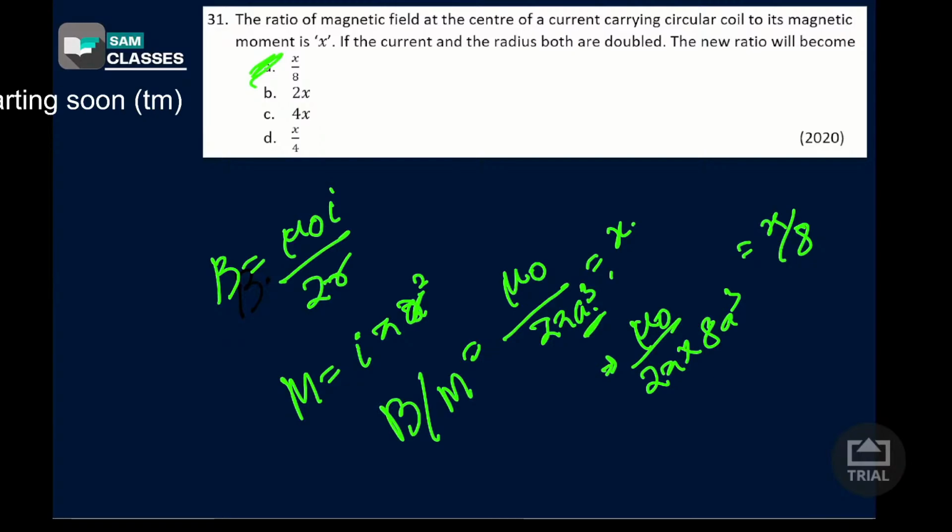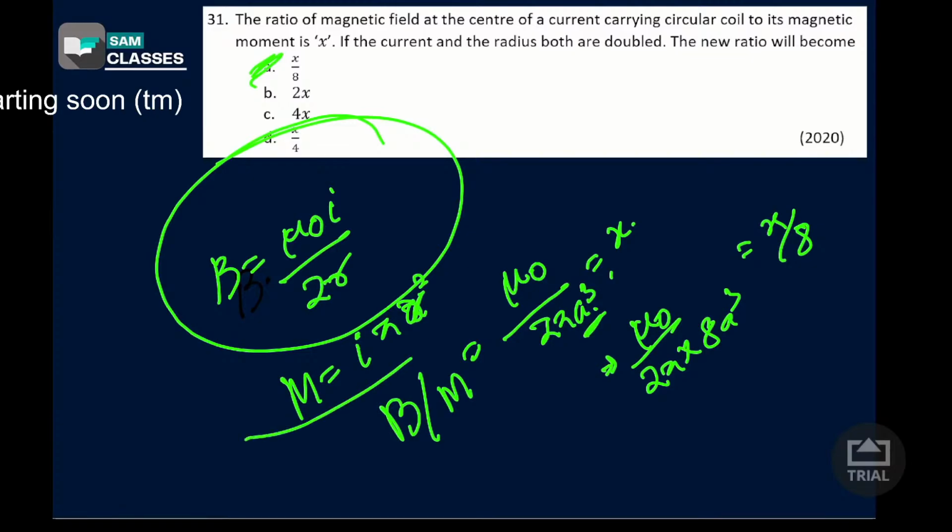Everybody, simple question. See, first formula, you just need to remember the formula: mu naught I by 2R. Second formula, M is equal to what? I into A. So in place of area, what can you write? Pi R square. So then X is equal to B by M. Find it out. There is no value of current involved. It only depends on R cube. So if I double R, it becomes 8 times down. Clear everyone? Simple questions, no difficulty here.